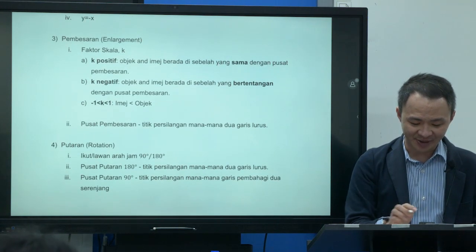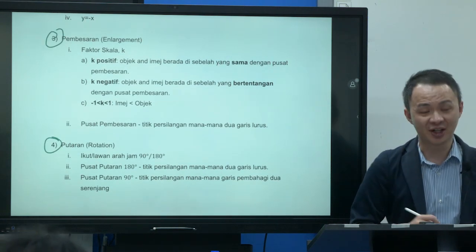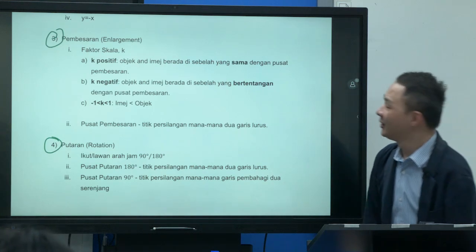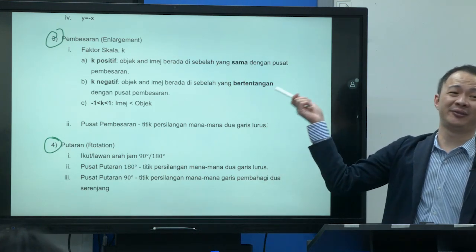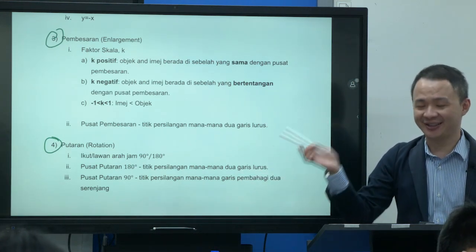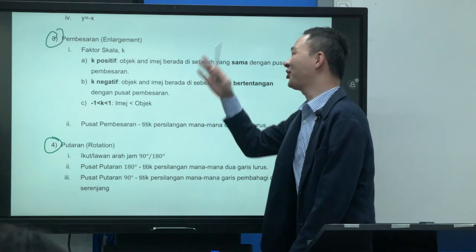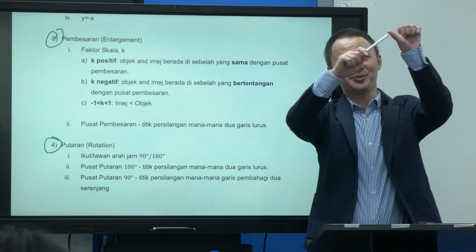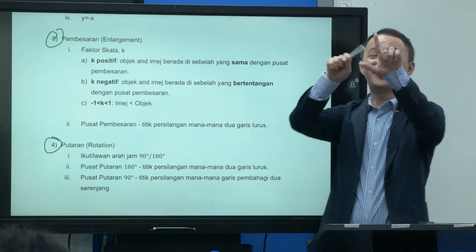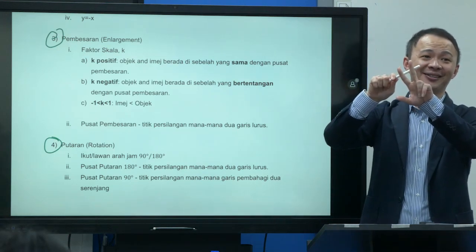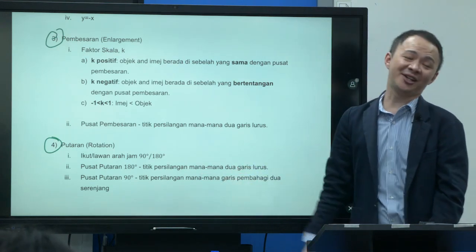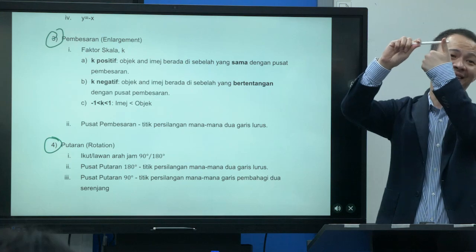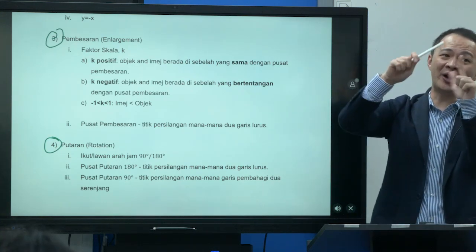Yeah, I want to say about enlargement and rotation. Paper 2, fully describe. Tiga marka. Must have 3 pieces of information. You write the word enlargement, 1 mark. Scale factor, 1 mark. Center point, 1 mark. 3 marks. Same for rotation. You write the word rotation, 1 mark. Rotate clockwise or anti-clockwise, 1 mark.